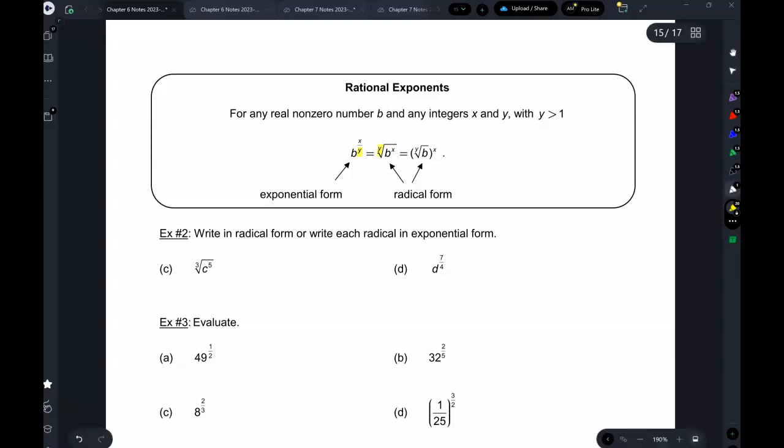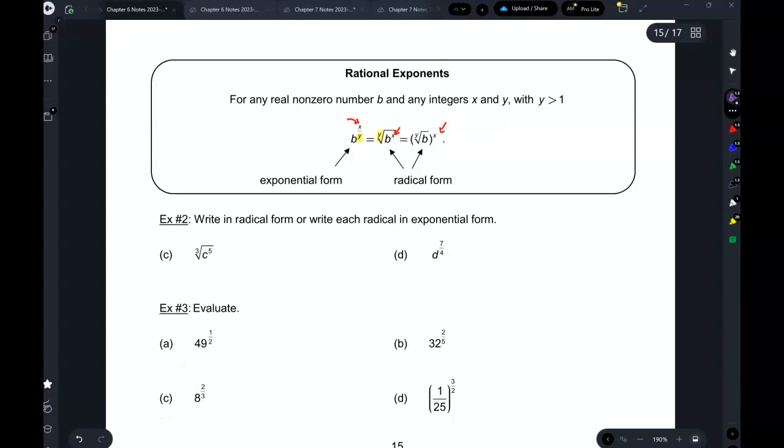But now, this numerator becomes the exponent here. And you can either write it inside or you can write it outside. All right? So let's take a look here for a minute.